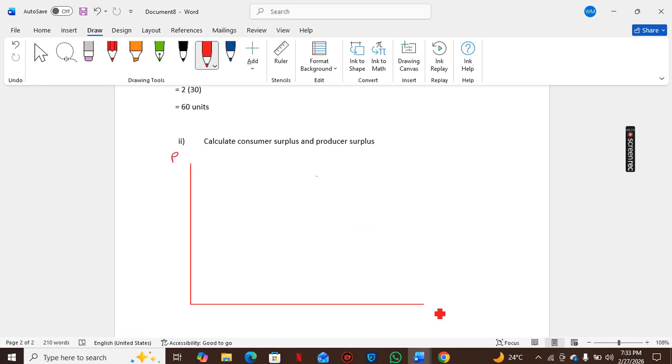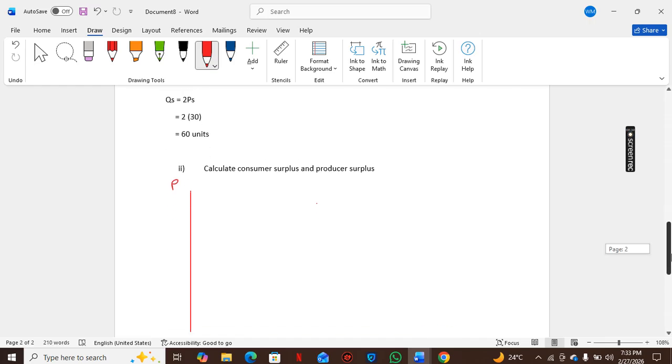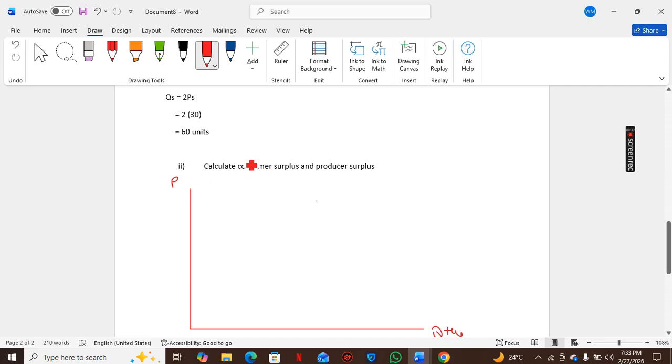Price here, we got quantity. So we'll start with our supply function. For our supply function, we're just going to say QS equals 2PS. Want to find out what is the quantity supplied when the price is 0?